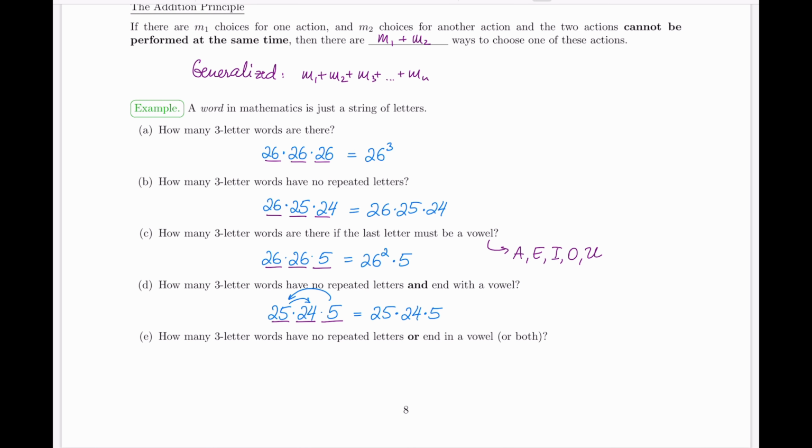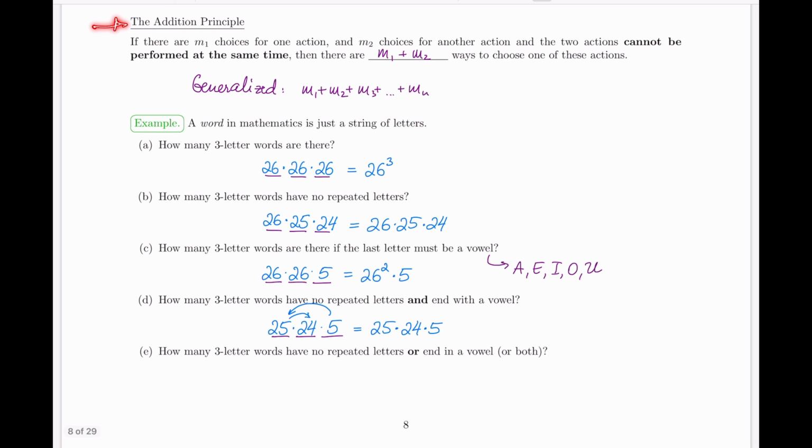Okay, and for the last part of this question, how many 3-letter words have no repeated letters or end in a vowel? Or both? So we know that this cannot be the addition principle despite the word or, because this actually requires one or the other or both. So these actions can in fact be performed at the same time, and therefore we cannot apply addition principle. Something else has to be at work here.